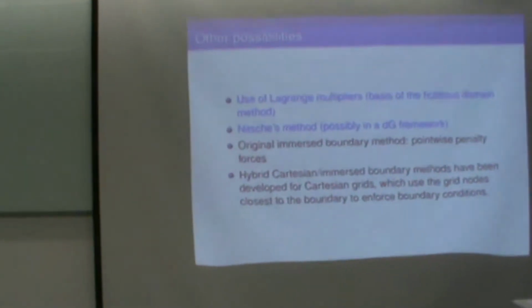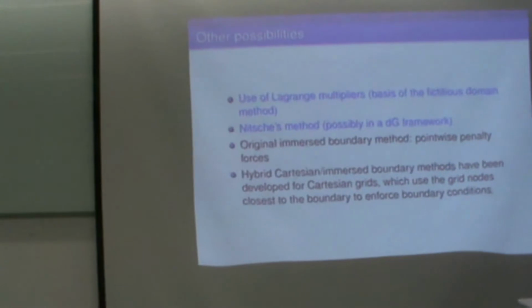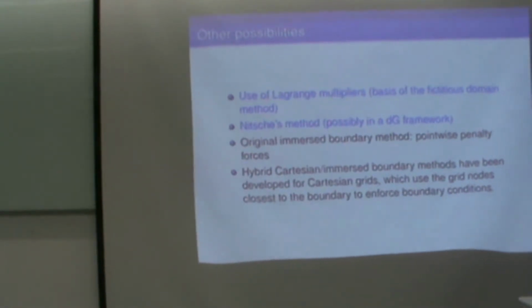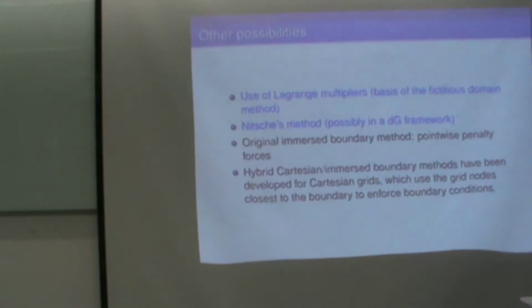Okay, so the two main possibilities that we have are the use of Lagrange multipliers, which is the basis of the fictitious domain method, for example, or Nietzsche's method. Those are the two most classical methods to prescribe essential boundary conditions in embedded meshes, in surfaces that are embedded in a certain background mesh. There are other methods, but I think those two are the most relevant. So what I will present now has the properties of Nietzsche's method, but starts from the concept of Lagrange multipliers, as we will see.